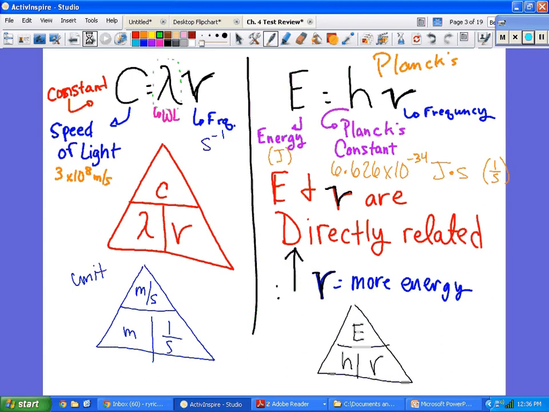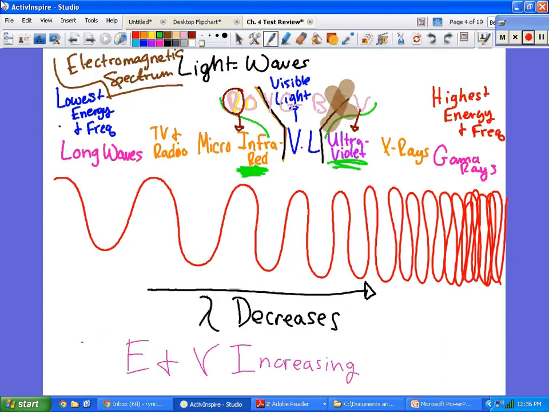Next slide. Again, this is the electromagnetic spectrum. This is treating light as a wave. As we go left to right, do you agree that wave is getting closer and closer? So what's happening to my wavelength? It's getting smaller and smaller. What's happening to my frequency, the amount of times it passes a point? It's going up and up.